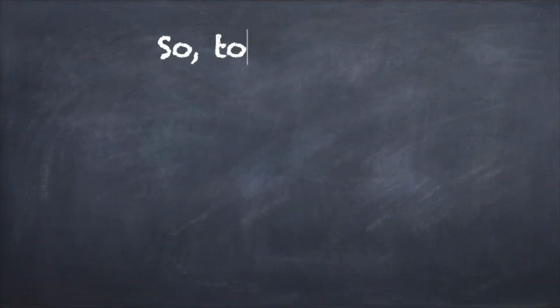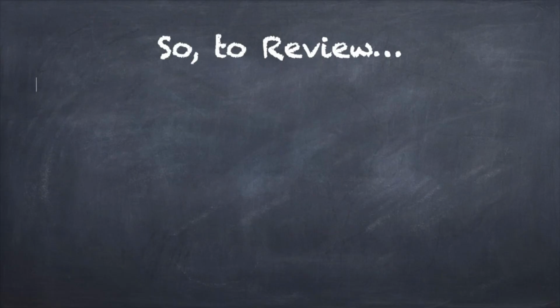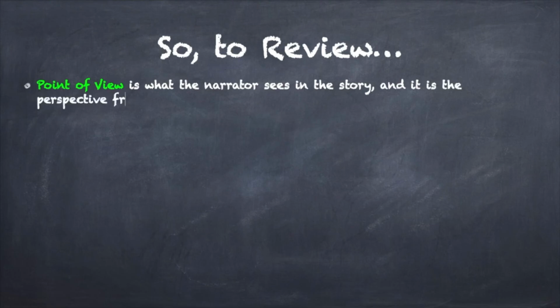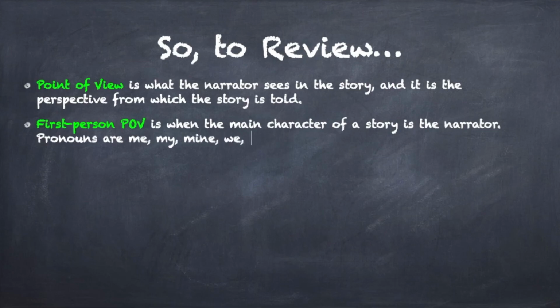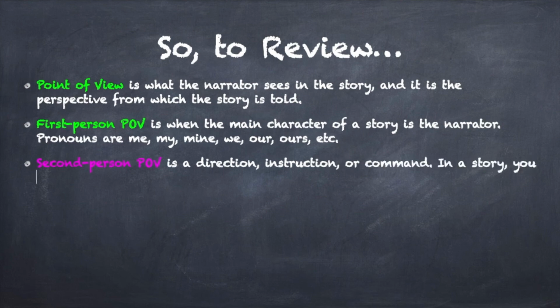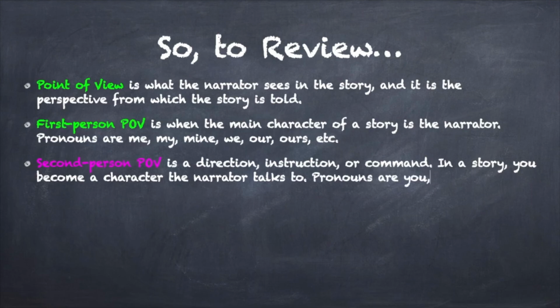So to review, point of view is what the narrator sees in the story, and it's the perspective from which the story is told. First person point of view is when the main character is the narrator of his or her own story. Pronouns are me, my, mine, we, our, ours, etc. Second person point of view is a direction, instruction, or command that you follow. In a story, you become a character the narrator talks to. Pronouns in second person point of view are you, your, yours.